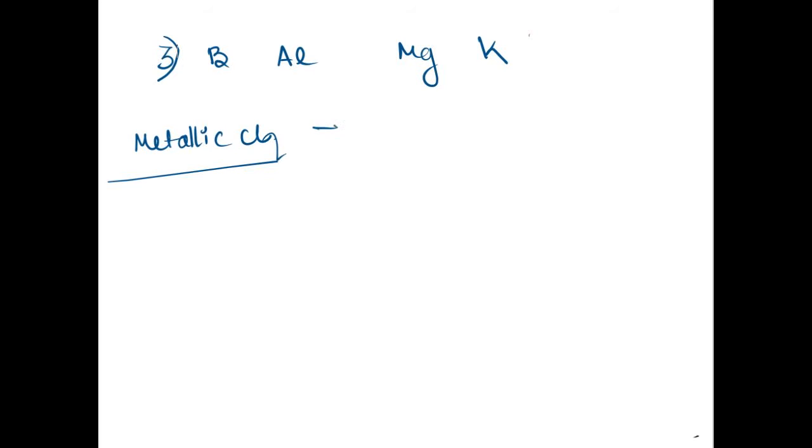Moving towards the third question: arrange them in increasing order of their metallic character. Our elements are boron, aluminium, magnesium, potassium. To arrange them, we have to know what metallic character is. Any element having a tendency to lose its electron and form a positive charge is called a metal. That means elements with a higher tendency to form positive charge are more metallic in nature.